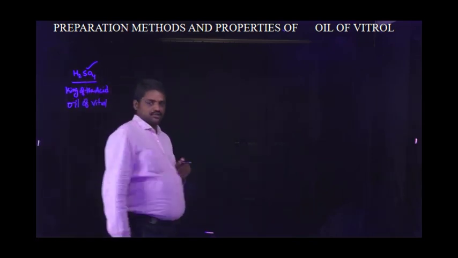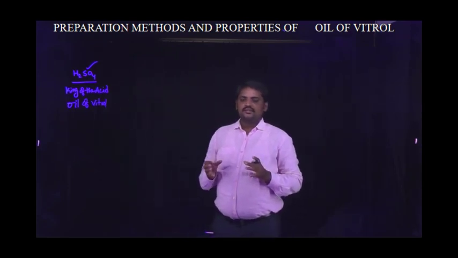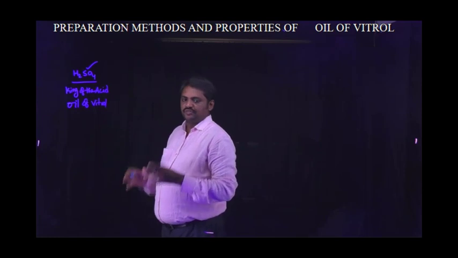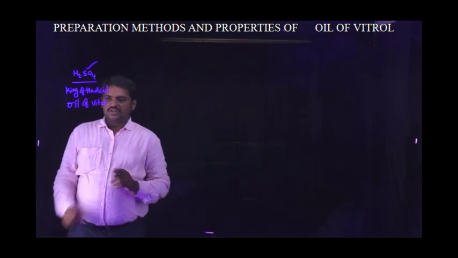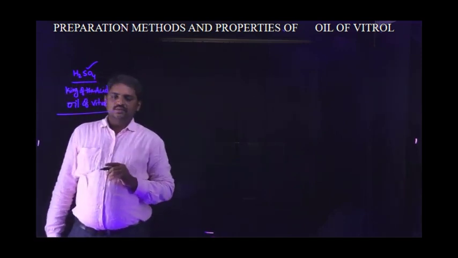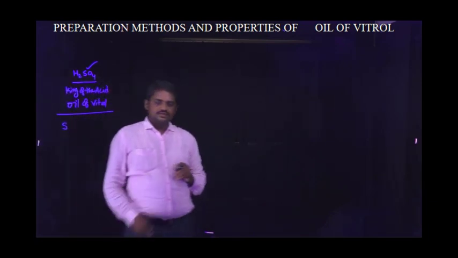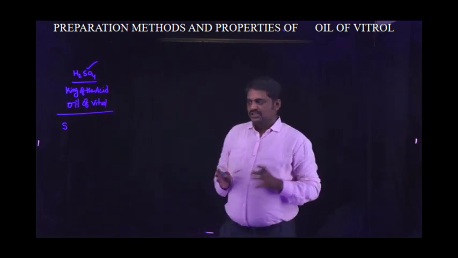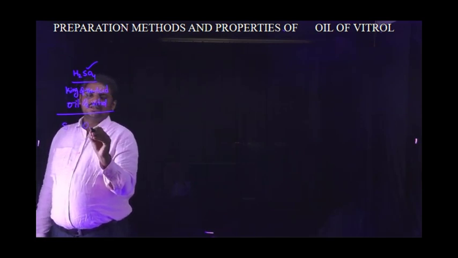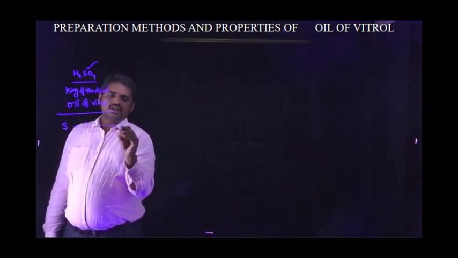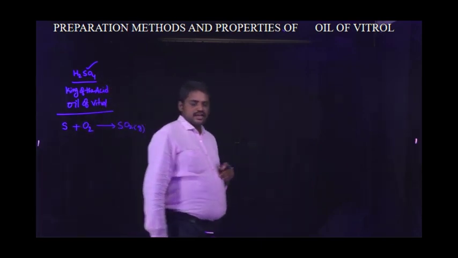Okay. First, I am going to discuss the preparation method of oil of vitriol. So, first one, sulfur, the amorphous form of sulfur. This is also a solid state of sulfur, but an amorphous solid. The amorphous form of sulfur reacts with oxygen to produce sulfur dioxide gas.